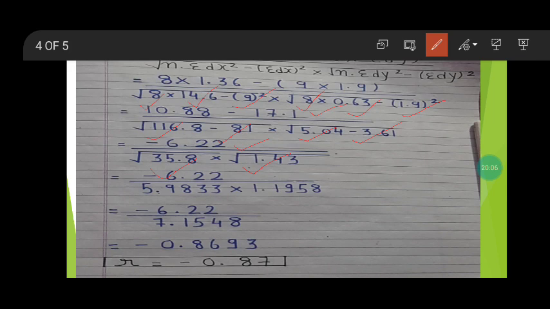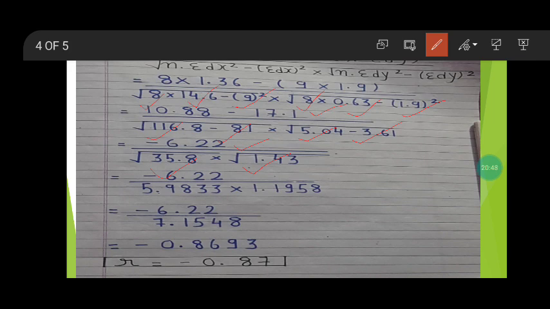So we have to calculate the value of under root 35.8. For this we have to write 35.8 on the calculator. Then simply we have to put the under root button. So we will get the value of under root 35.8, which is equal to 5.9833 into under root 1.43. In the same way we have to calculate the value of under root 1.43. So for this we have to write 1.43 in the calculator, and then put the under root button. So we will get 1.1958. This way we have calculated the values of under root as well.